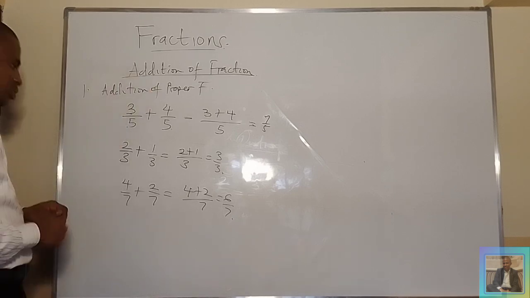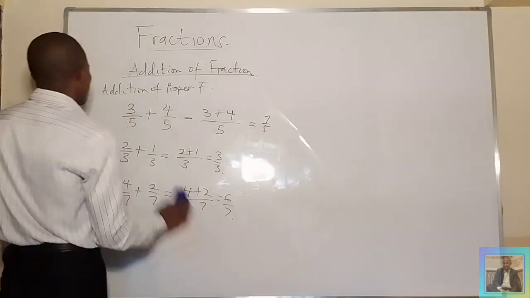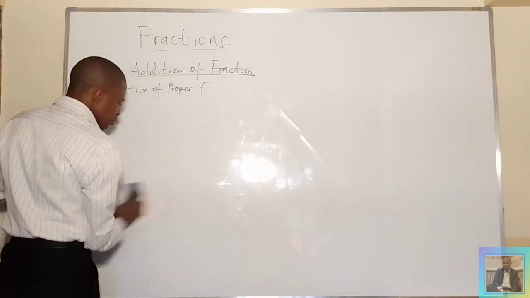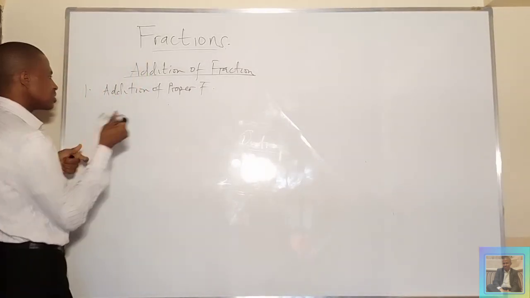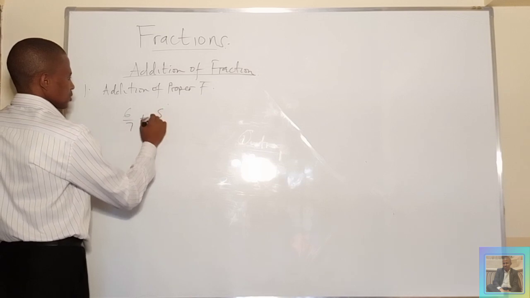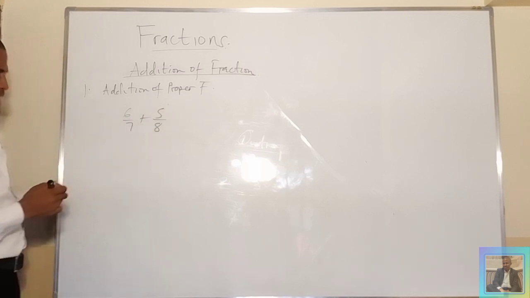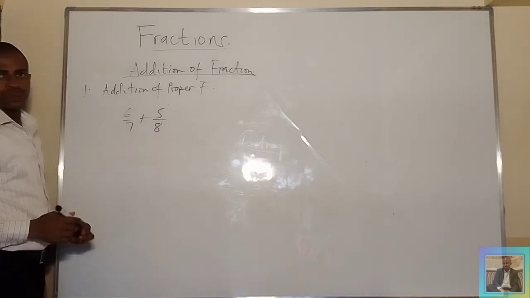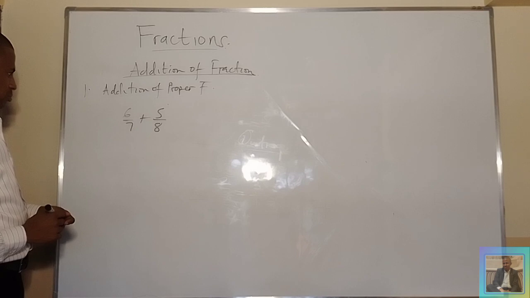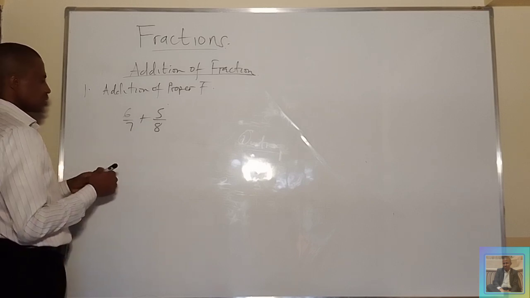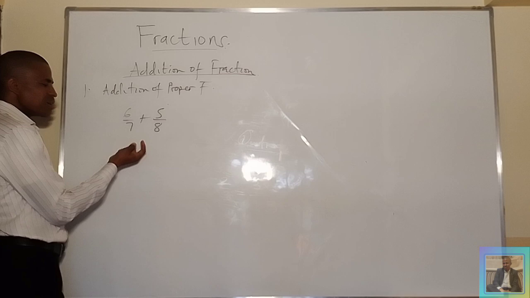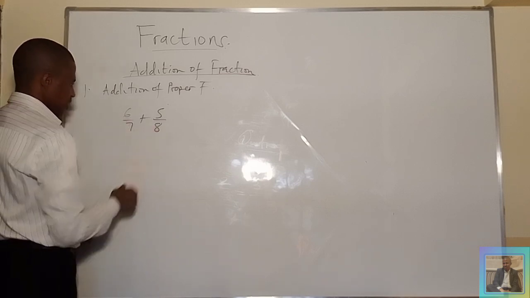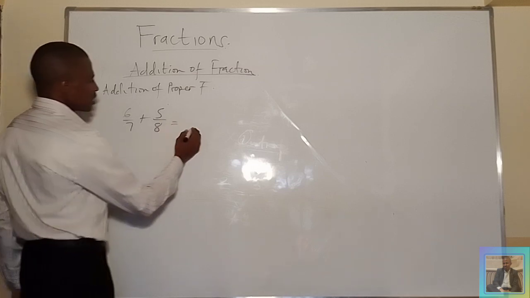Now, when you want to add fractions whose denominators are not homogeneous, they are not the same, something like this, how do you do it? You will look for the lowest common multiple of this. What figure will be a multiple of 7 and at the same time be a multiple of 8? The easiest for us to remember is 56. 7 times 8 is 56.